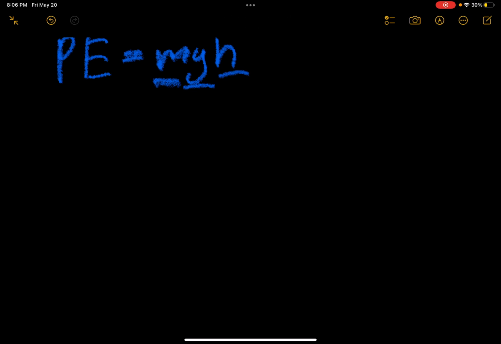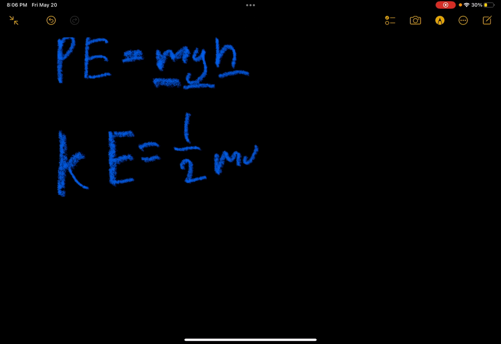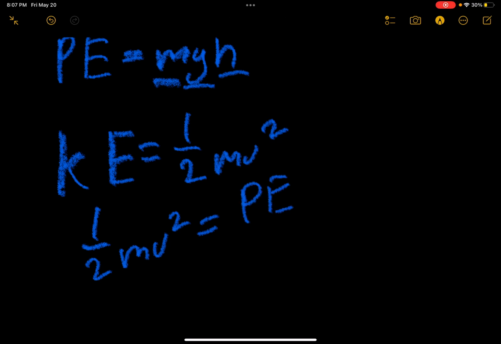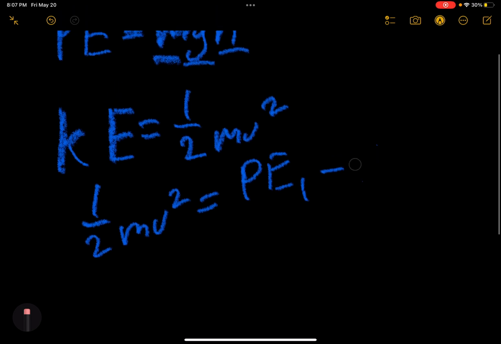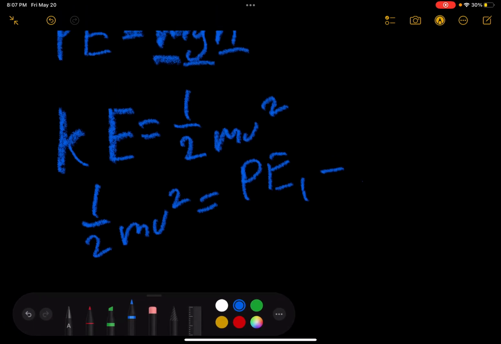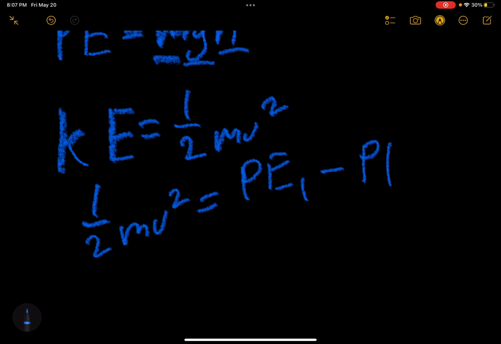Now, kinetic energy, we'll be doing the second way: 1/2 mv squared. Or in other words, the change in energy is PE1 minus PE2. Sorry, that does not look like a P. PE. Sorry, where did it go? It's my bad. Equals PE1 minus PE2. Initial and the point we're on, which I'll explain later.